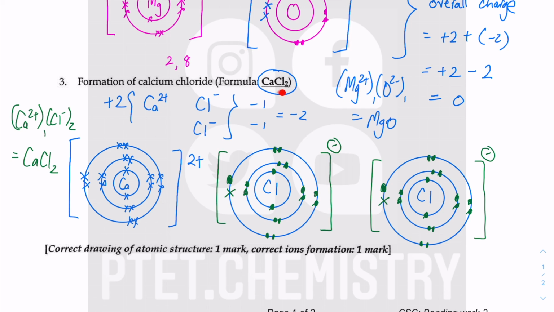This is the formula of calcium chloride. It makes sense from the dot and cross in terms of the transfer of electrons and counting how many electrons you need in order to get to a fully filled outer shell. Metals lose electrons to form cations, non-metals gain electrons to form anions to get to a fully filled outer shell.